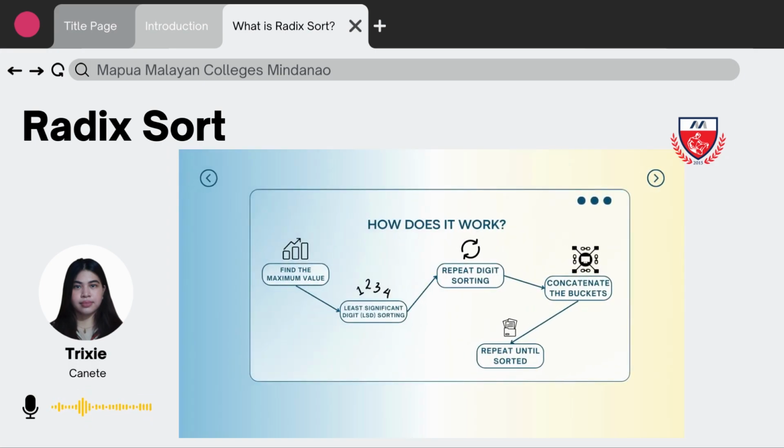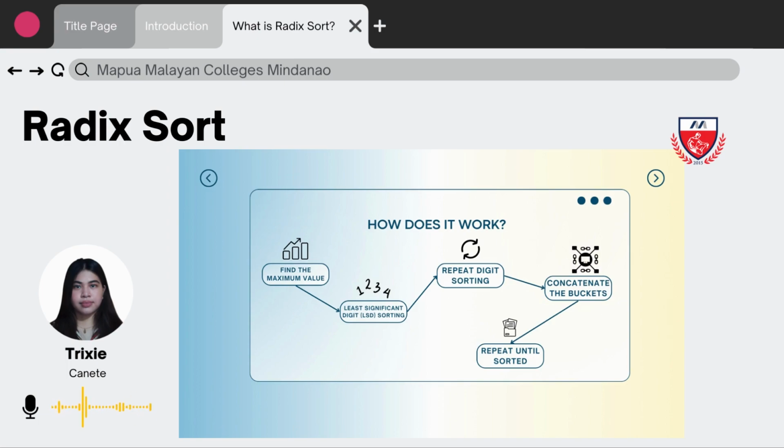So, how does Radix sort work? Let's break it down into 5 steps. First, find the maximum value. Start by identifying the maximum value in the dataset. This determines the number of iterations needed.